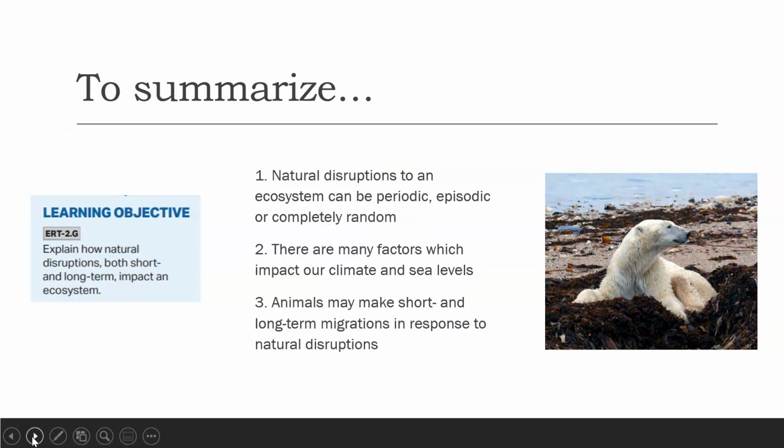So to summarize, our goal is to explain how natural disruptions, both short and long-term, can impact an ecosystem. So we discussed that these disruptions can be periodic, episodic, or completely random. There's been several things that affect our climate and our sea levels, and it impacts our ecosystems by changing the types of habitats available and also impacting migrations. Maybe animals that don't migrate are now migrating because of these disruptions.